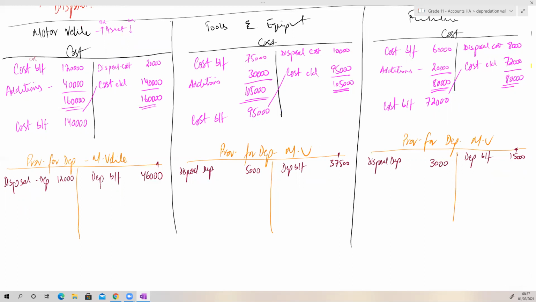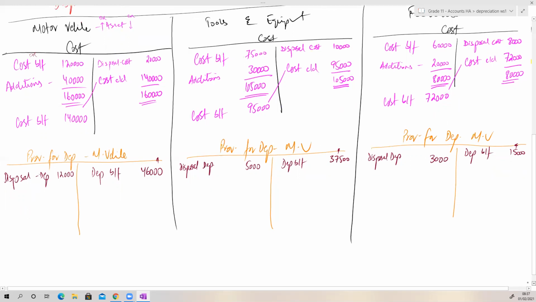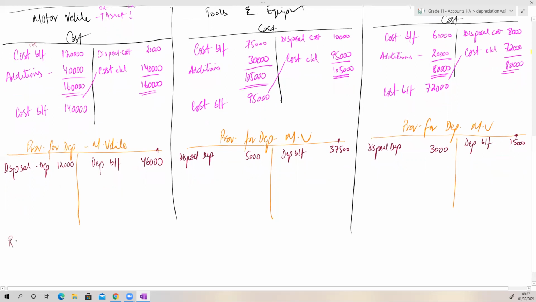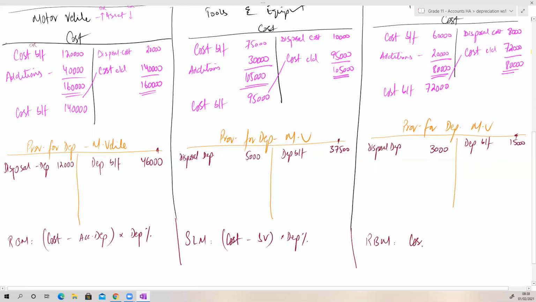Now, motor vehicles depreciate हो रहे हैं RBM से, which is cost minus previous depreciation times depreciation percentage. Tools and equipment depreciate हो रहा है SLM से, which is cost minus scrap value into depreciation percentage. And the last one is also RBM, which is cost minus previous depreciation times depreciation percentage.